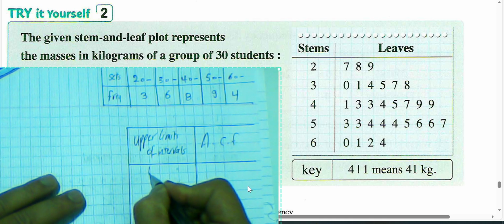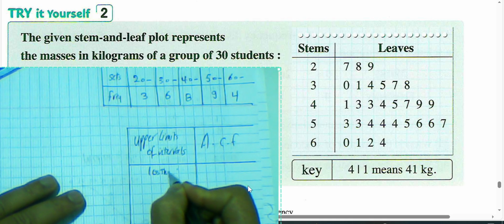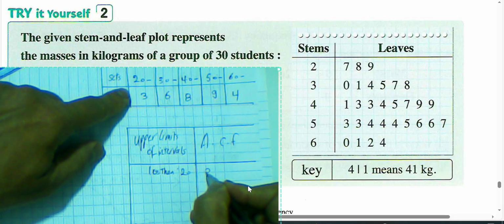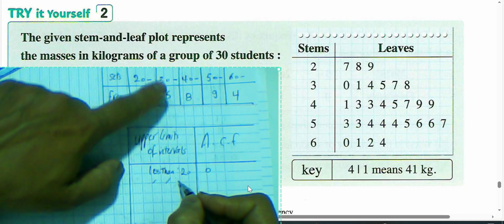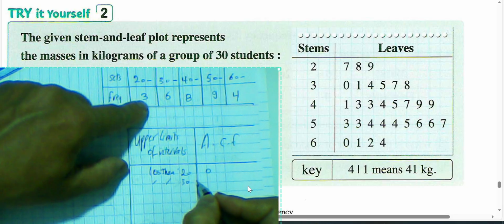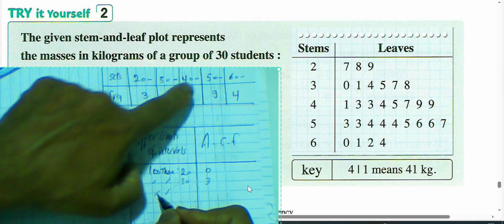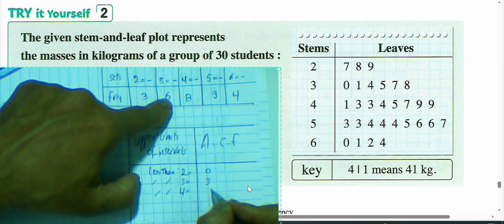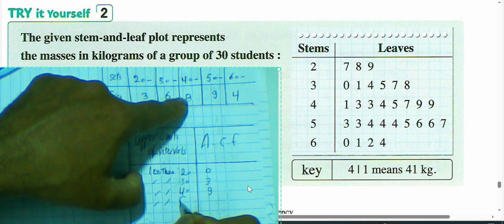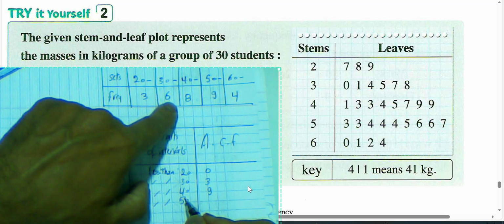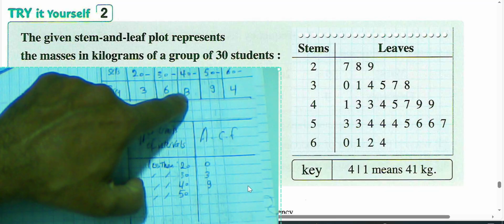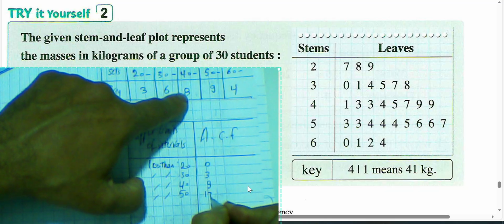Focus. Less than 20 is 0. Less than 30 is 3. Less than 40 is 3 plus 6 equals 9. Less than 50 is 8 plus 9, which is 17.